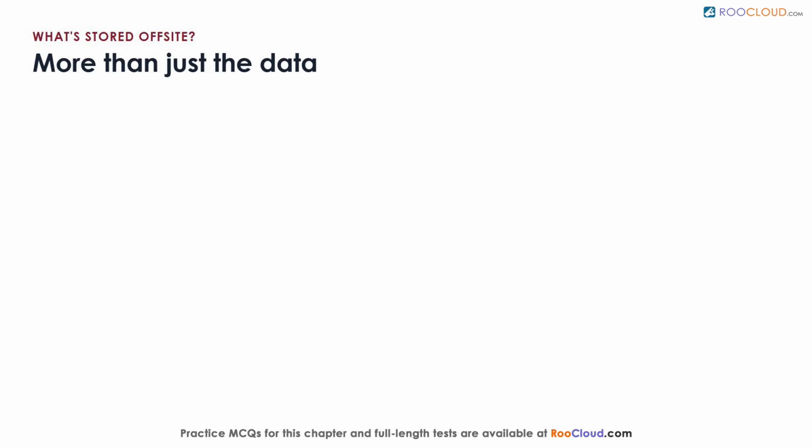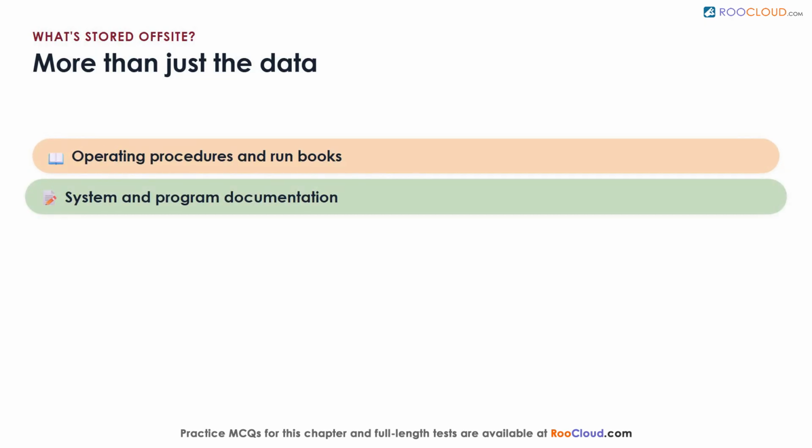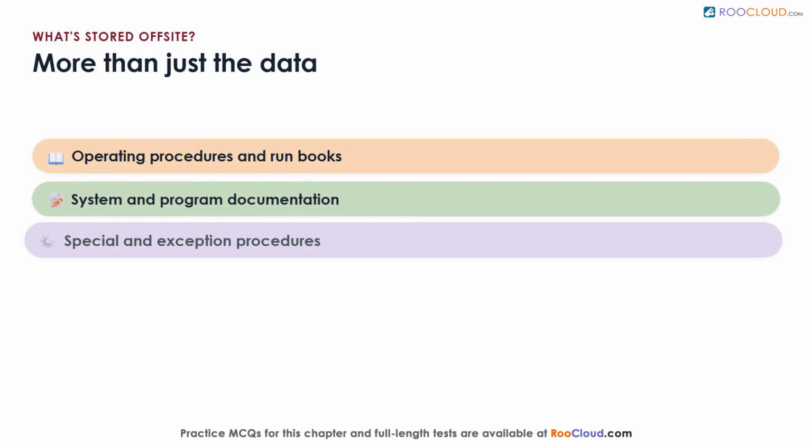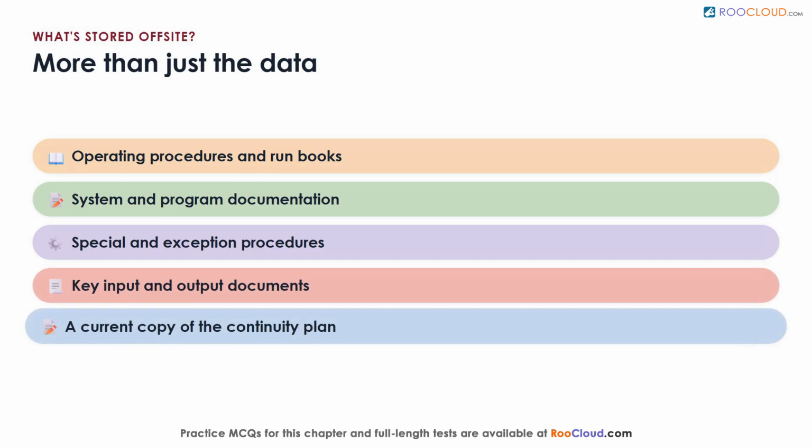What exactly gets rotated off-site? More than just the data. Store operating procedures and runbooks. Store system and program documentation. Store any special or exception procedures. Store key input and output documents. And store a current copy of the continuity plan itself.